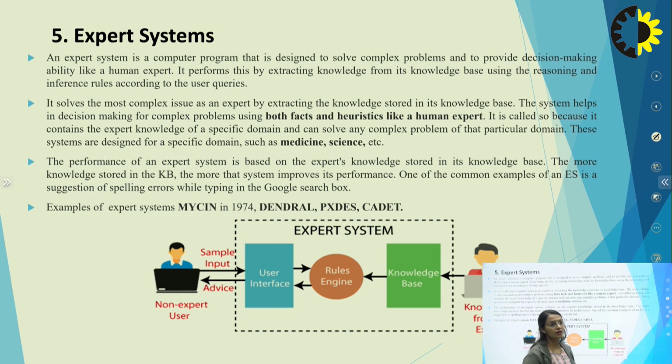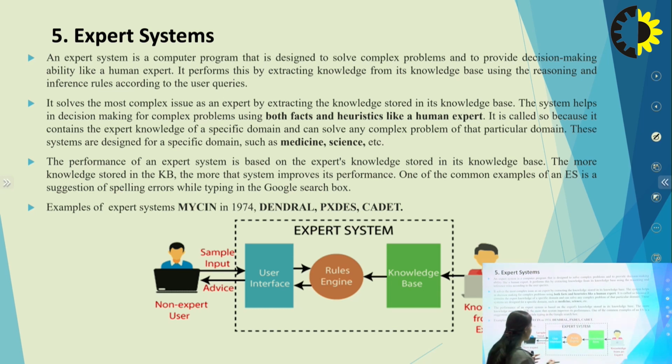So expert system, as the name suggests, is a computer program that is designed to solve some kind of complex problem, or it is able to provide some kind of decision making ability like human experts. In this, it performs by extracting some knowledge from the knowledge base using some kind of reasoning or inference rule according to the user queries.